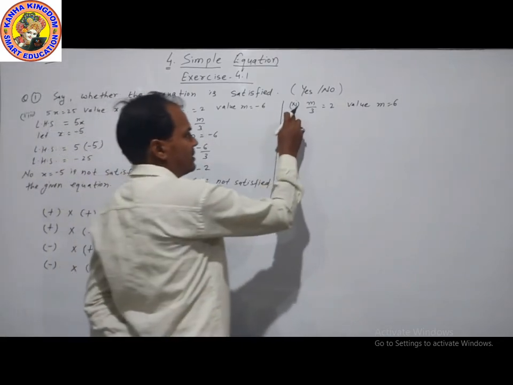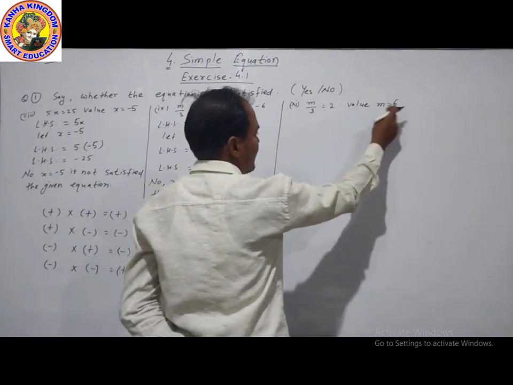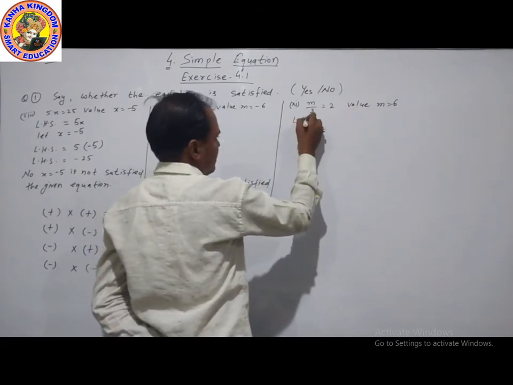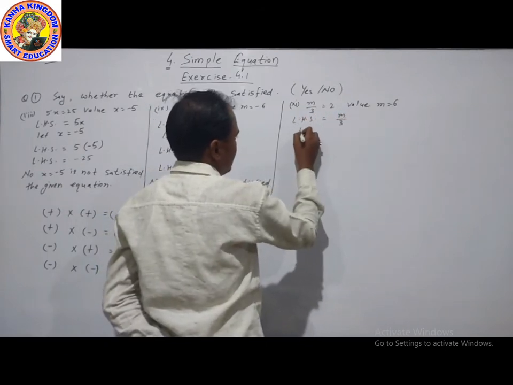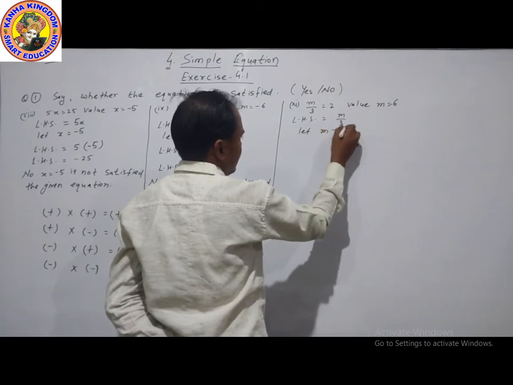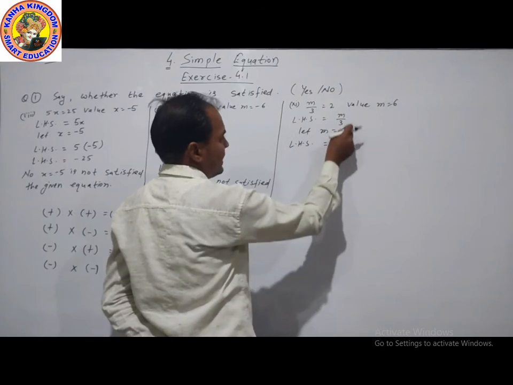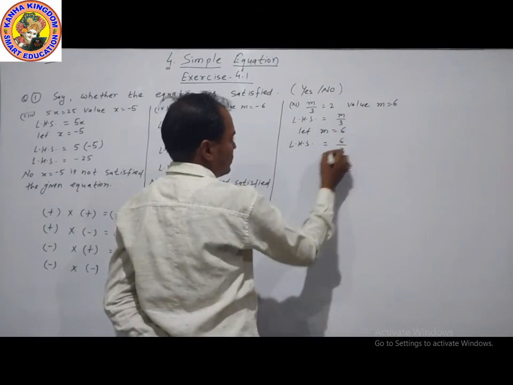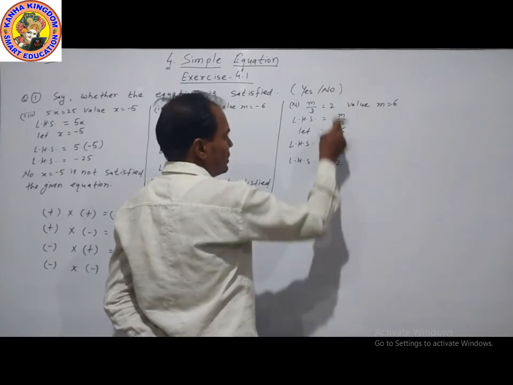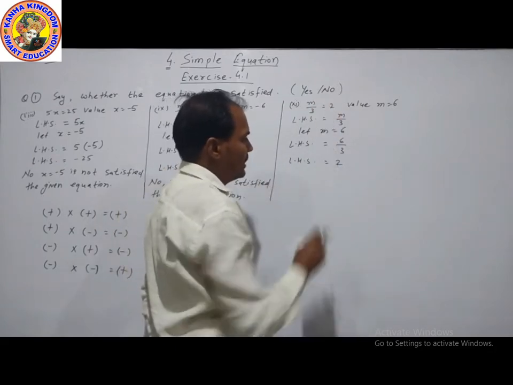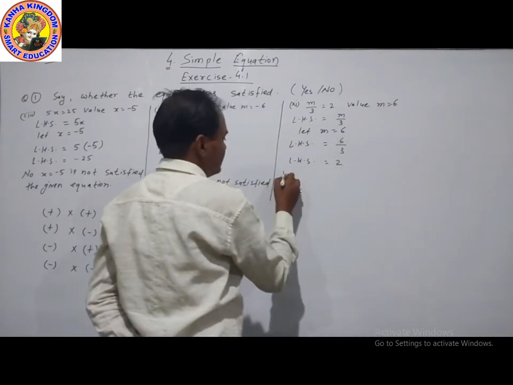Now next one is question number 11. M upon 3 is equal to 2. Value of m is 6. Left hand side is m upon 3. Let value of m is 6. Putting the value of m in left hand side, now 6 upon 3. The answer of left hand side is 2. Answer of right hand side is 2. Left hand side and right hand side are equal, so the value of m is right.